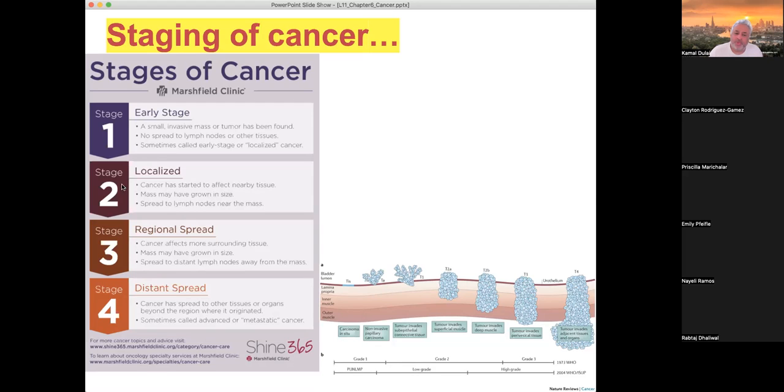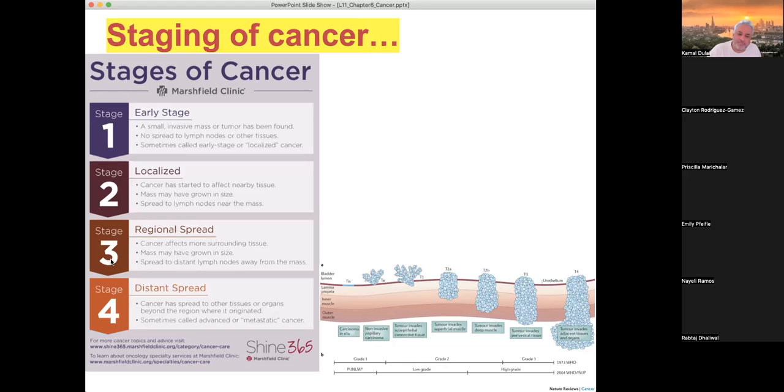Stage 2 is where either the size of the cancer is more than 5 centimeters, which is about 1.5 inches, almost 2 inches, right? Or that some of the lymph nodes are infiltrated by the cancer. So the nearest lymph nodes, a few of them, are infiltrated. So one or the other, right? That's going to be stage 2. So the cancer is beginning to travel now a little bit.